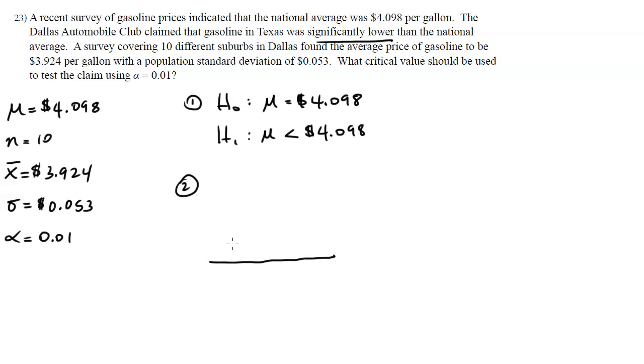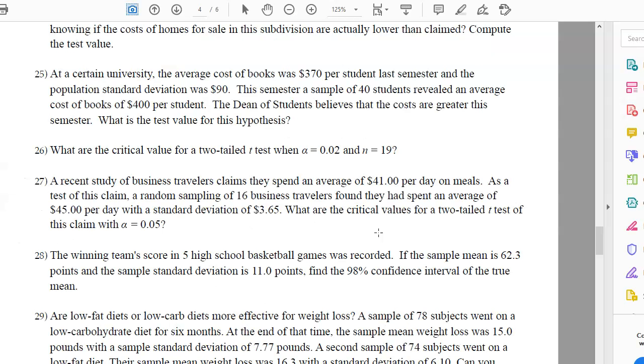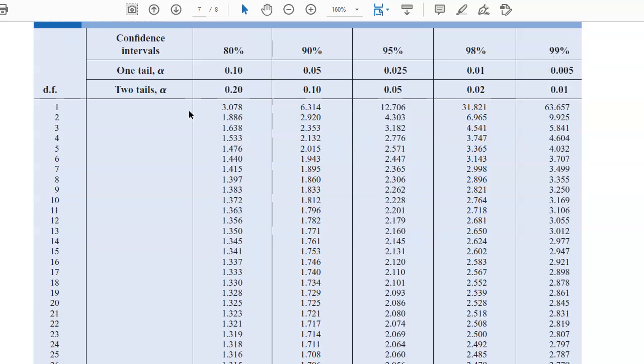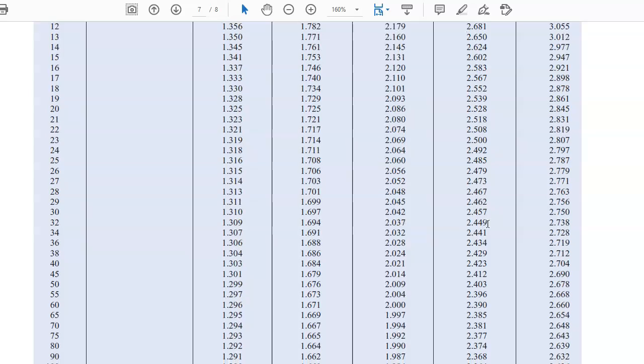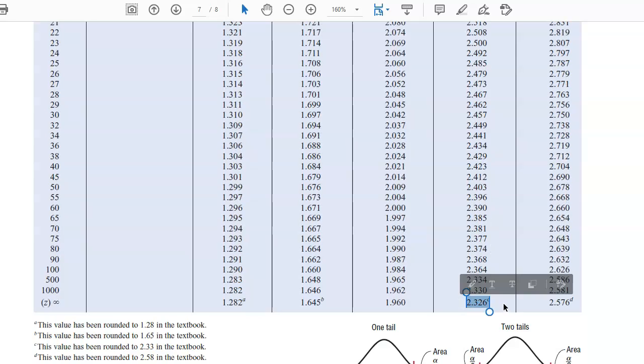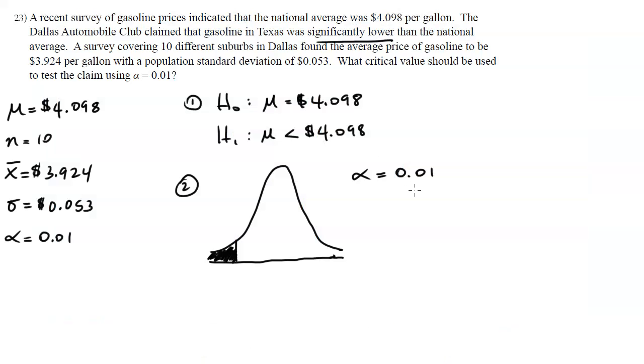So step 2, let's draw my picture. I always draw my picture in step 2 if I'm using the traditional method. We're talking about significantly lower. Still a one-tailed test. Alpha is 0.01. One-tailed, alpha is 0.01. That critical value, 2.326. Let's say 2.33. Let's round. Sometimes the book rounds, sometimes it doesn't. So 2.33. But this is less than my mean, so negative 2.33. That's my critical value. When we calculate our test value, if it's less than negative 2.33, reject the null hypothesis. If it's greater than, do not reject the null hypothesis.